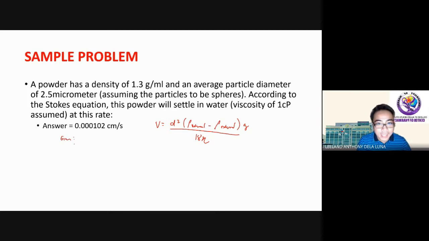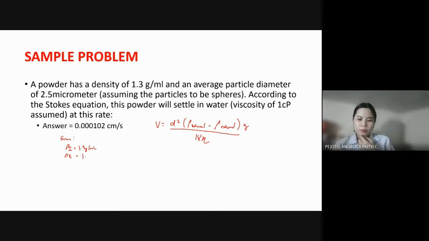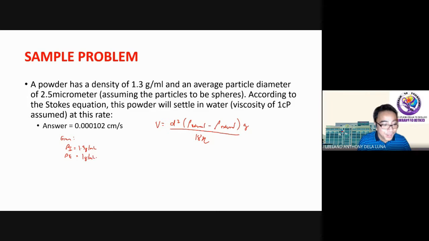Alright, so ang given natin, class, we have here density of the internal phase, which is 1.3 grams per ml. Okay? Ano kasi ang density ng external phase natin? Since it's water, ano ba ang density ng water natin? We always assume it to be 1 gram per ml, or sometimes we assume this at 1 gram per ml at 4 degrees Celsius. Okay?